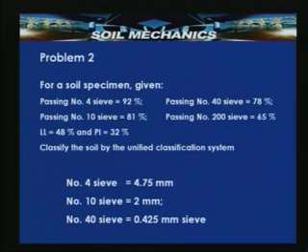So the problem 2 is a typically different problem. For a soil specimen, the given are the passing number 4 sieve, that is 4.75 mm, is 92%, passing number 40 sieve, that is 0.425 mm, is 78%, passing number 10 sieve is 81%, passing number 200 sieve is 65%, and Atterberg limits are liquid limit 48% and plasticity index 32%. We are required to classify the soil based on the unified soil classification system.